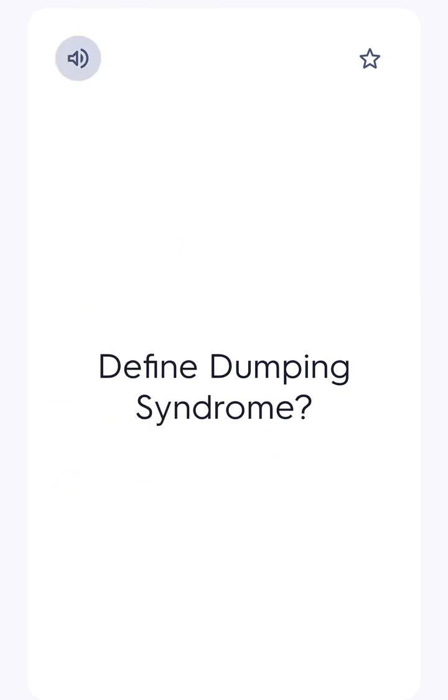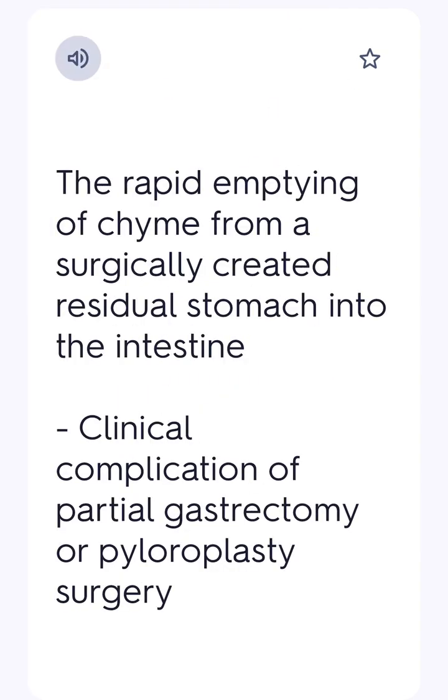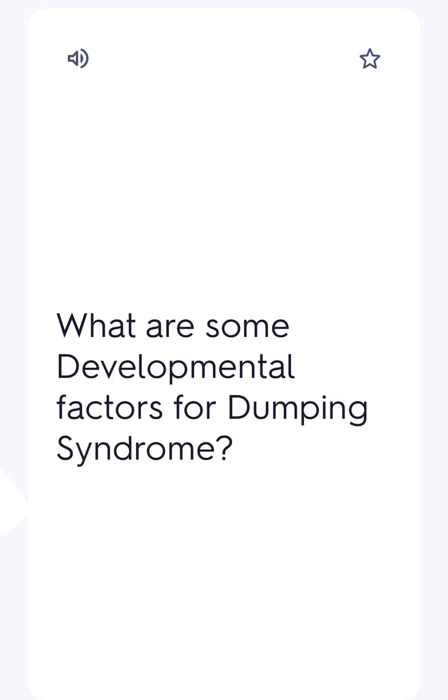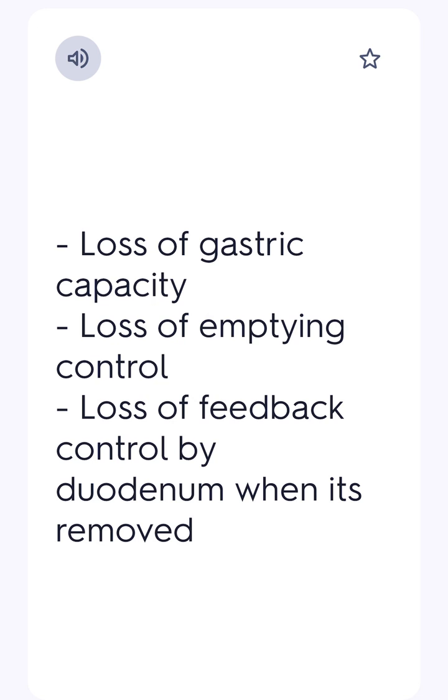Define dumping syndrome. The rapid emptying of chyme from a surgically created residual stomach into the intestine, clinical complication of partial gastrectomy or pyloroplasty surgery. What are some developmental factors for dumping syndrome? Loss of gastric capacity, loss of emptying control, loss of feedback control by duodenum when it's removed.